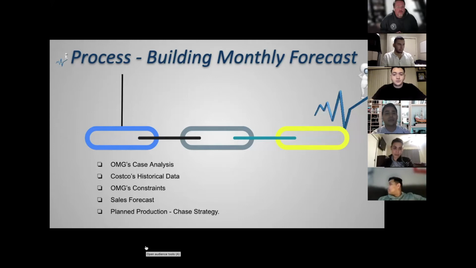In this analysis, we're going to examine the process of building the monthly forecast for OMG. We're going to explain what we learned from the Excel model. We will bring up any concerns that we have with the information given to us, and compare the benefits and drawbacks of a level strategy plan, chase strategy plan, and a hybrid plan. Finally, we're going to summarize our findings and examine how we can improve the forecast.